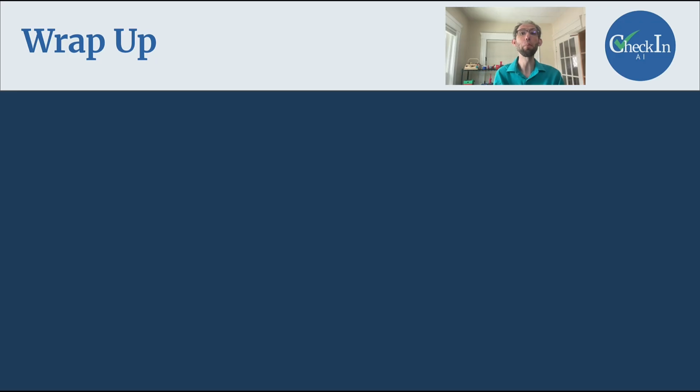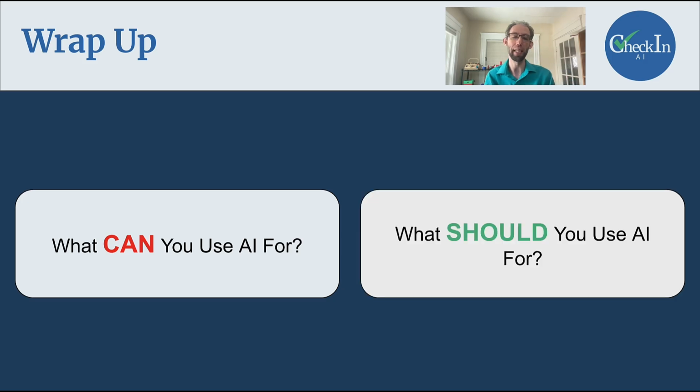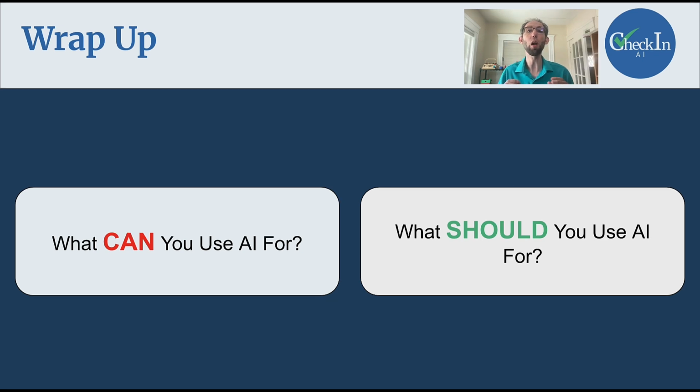So I want to wrap up with those two questions I talked about earlier. What can you use AI for? What should you use AI for? I hope this presentation and this framework gives you some guidance in answering those two questions. However, I know we're still at the beginning of this AI journey, and things are complicated and tools keep on changing. When used appropriately and effectively, AI can have a good impact on learning in schools.